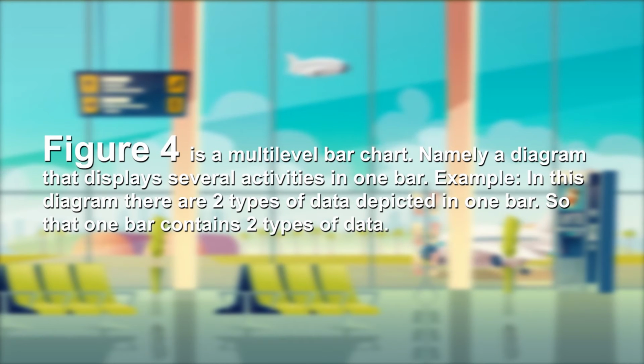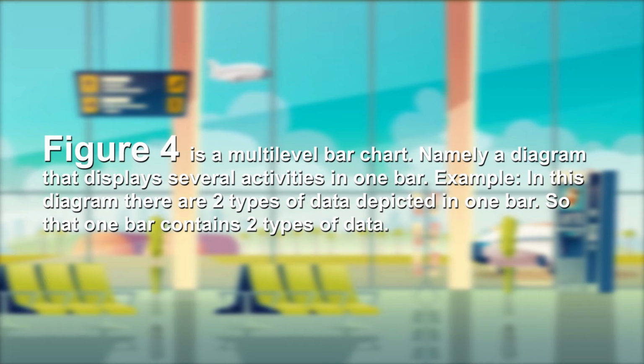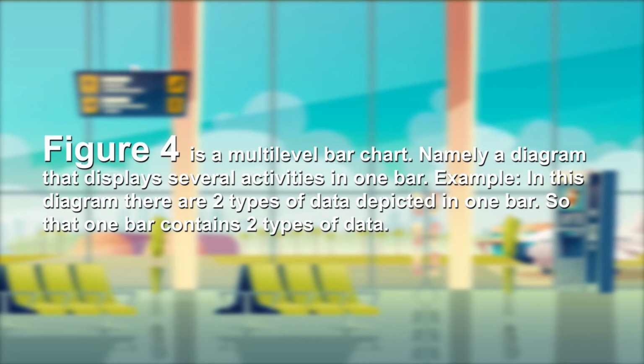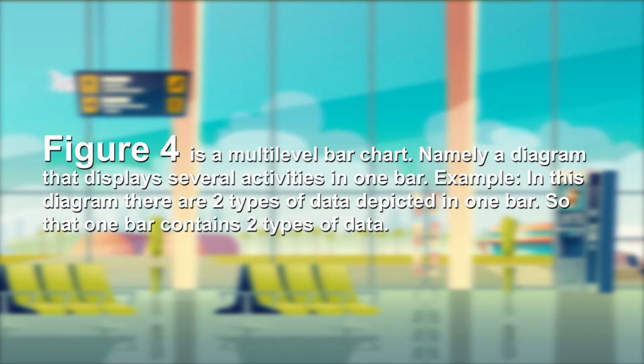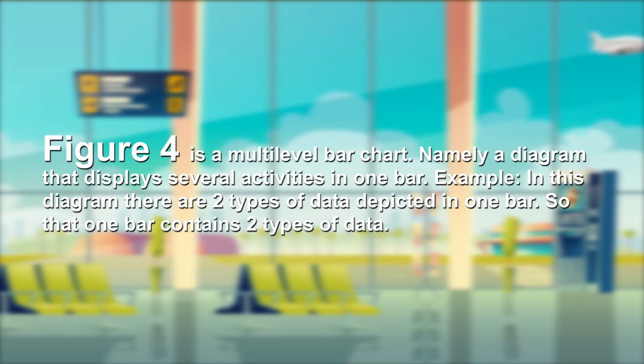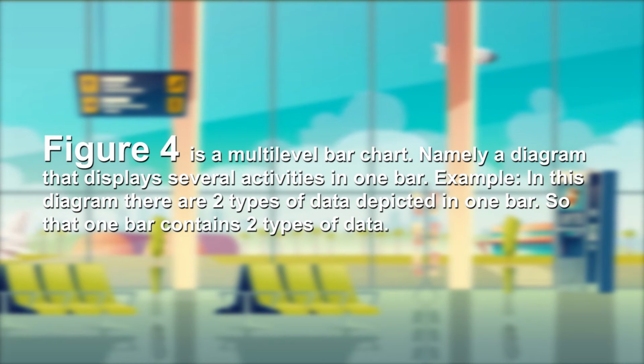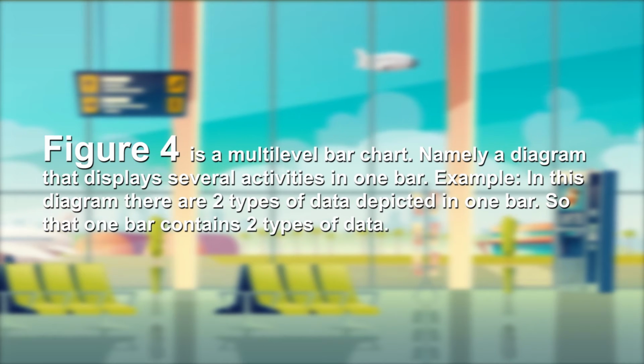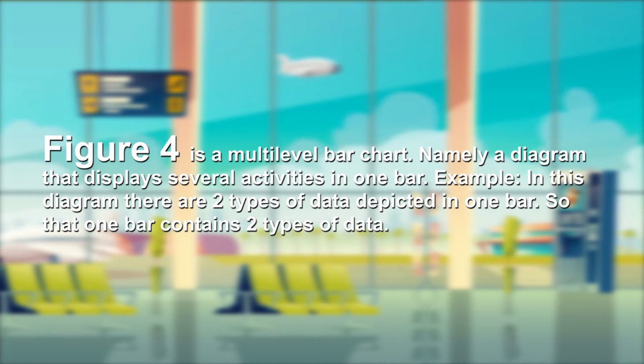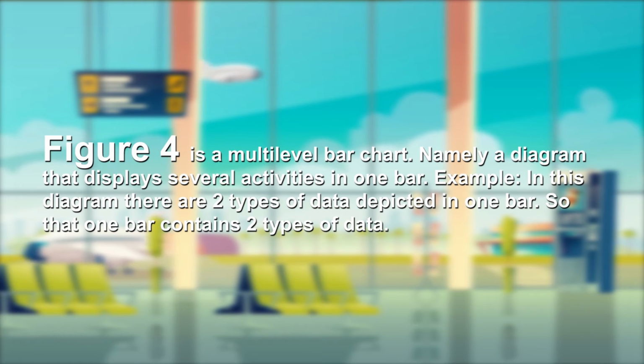The last one is figure 4, the last picture, a multi-level bar chart, namely a diagram that displays several activities in one bar. For example, in this diagram there are two types of data depicted in one bar, so that one bar contains two types of data.